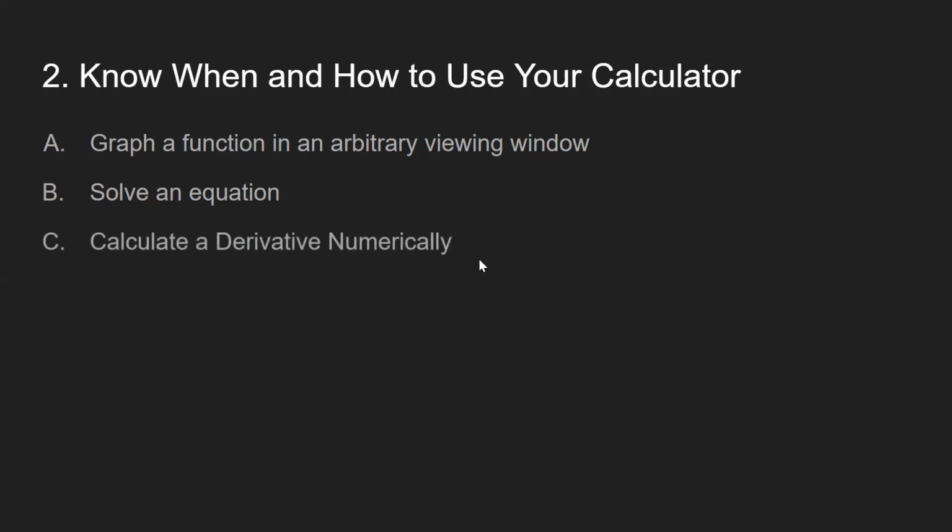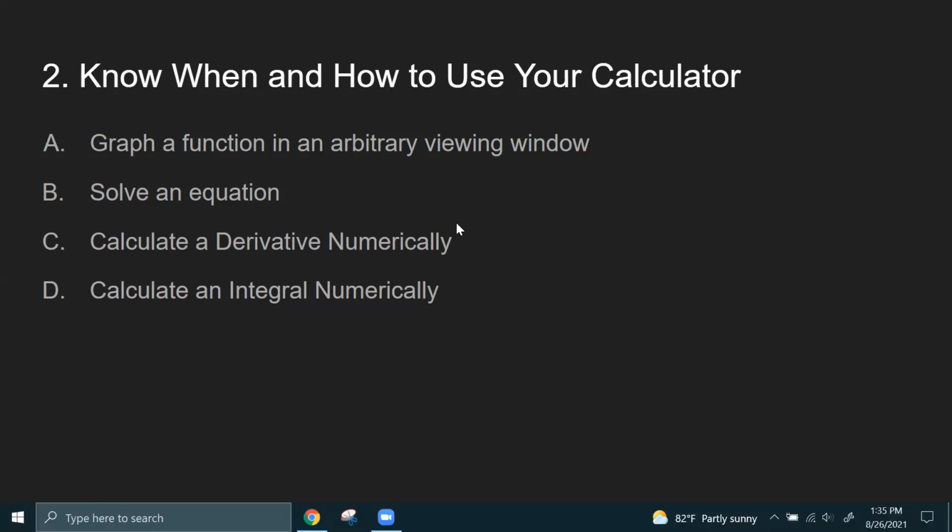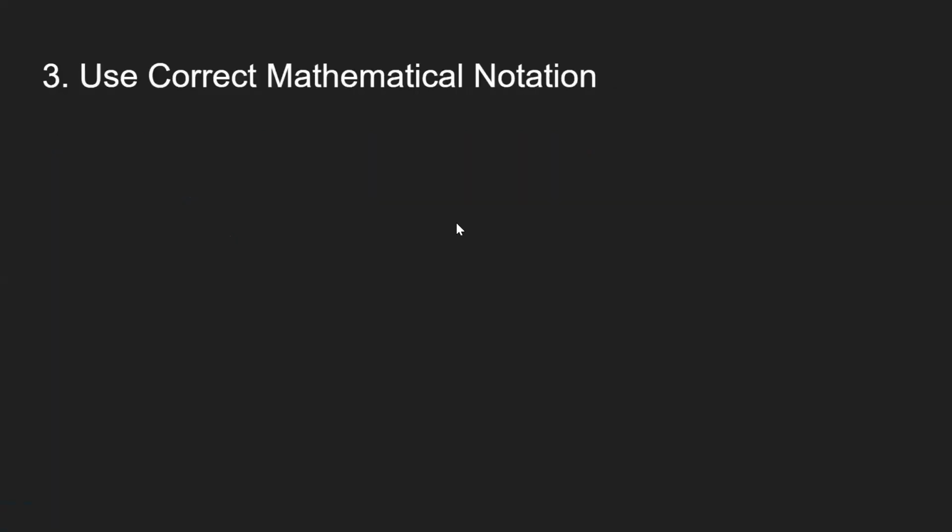Third thing you're allowed to do is calculate a derivative numerically. Now, you may not know what that is if you're watching this at the beginning of the year, but just file that under information that's going to be important when it comes up. And then the other thing is calculate an integral numerically. Those are the 4 things that you're allowed to do on the calculator.